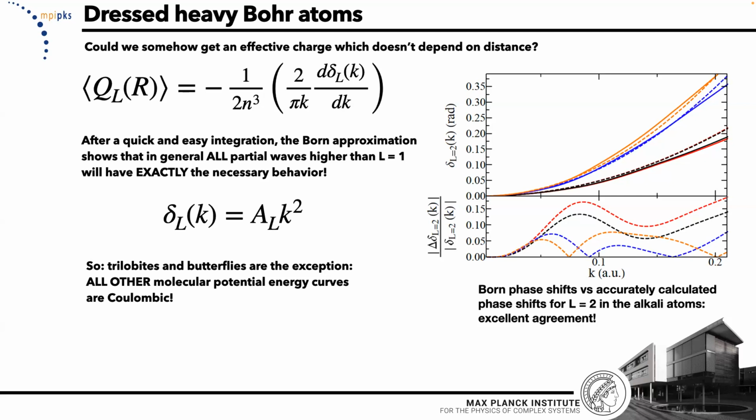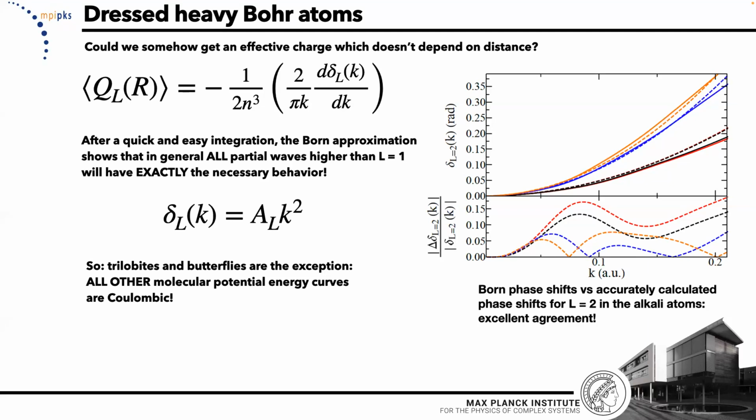And as you see, if you plug this into this equation that we have for the charge, take this derivative, cancel out the k's, you get a charge that accumulates on the ground state atom that's independent of k and therefore independent of R. So this means that actually all the trilobite and butterfly physics that we've been looking at for 20 years, well, some of us, is really the exception in these cases.